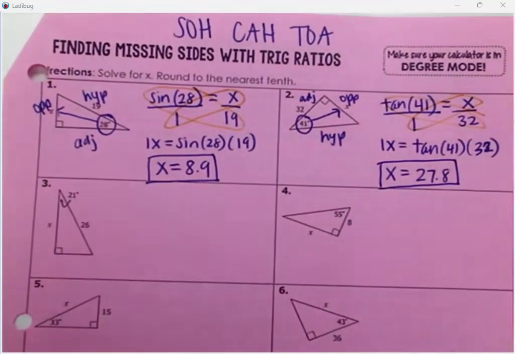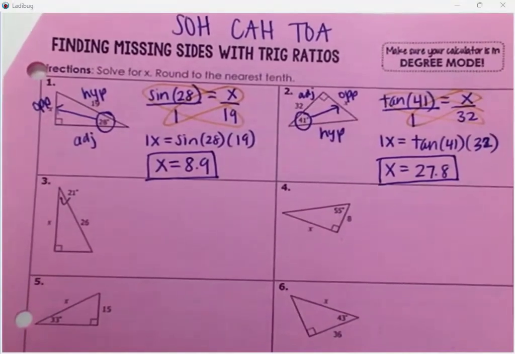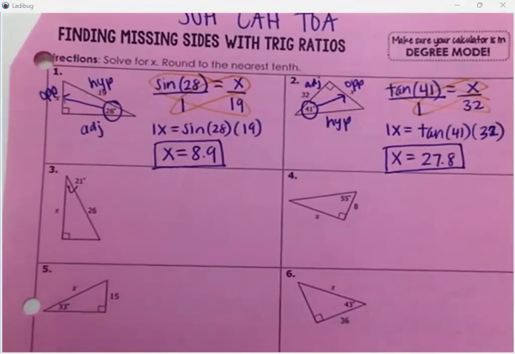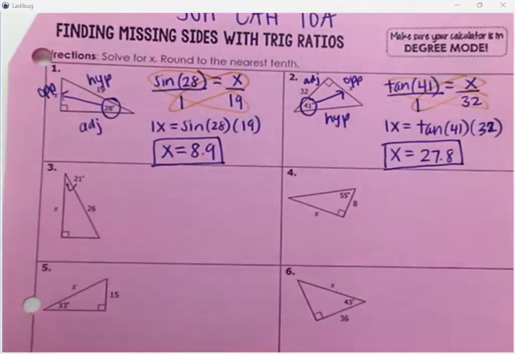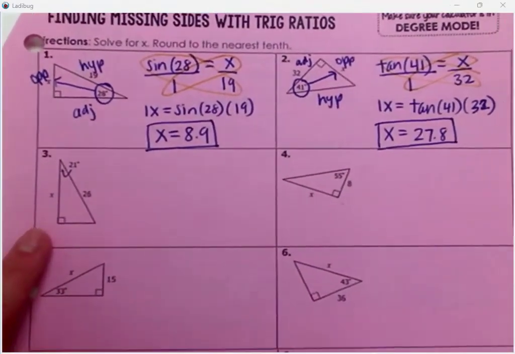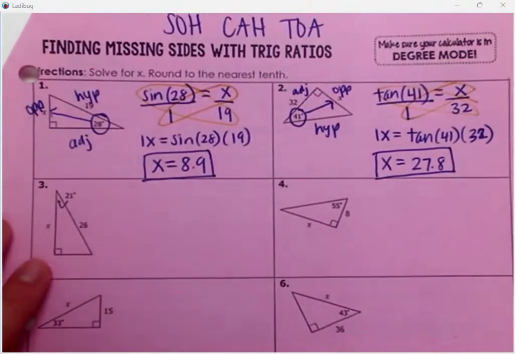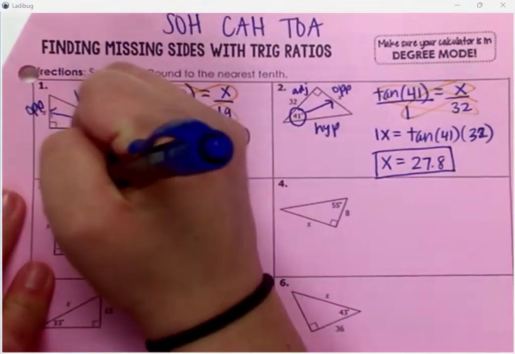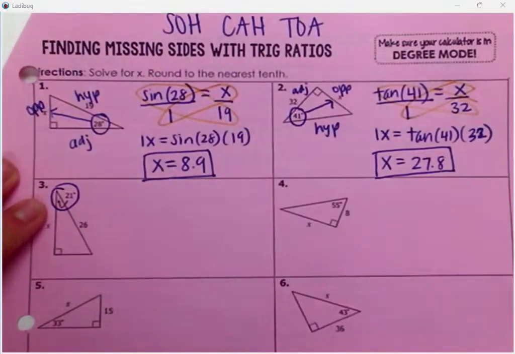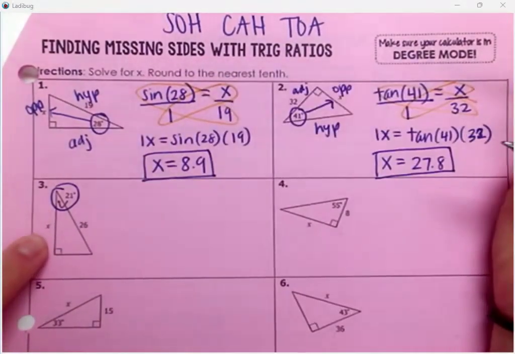Any questions so far? Typically, the hardest part is making sure you label correctly. If you do not label correctly, then you're going to probably use the wrong trig function. So let's look at 3. Okay, so for number 3, our angle of 21 is over here. What do I label the x?